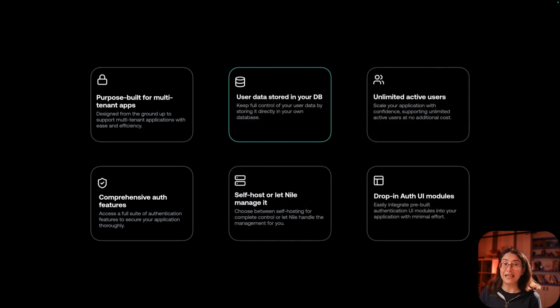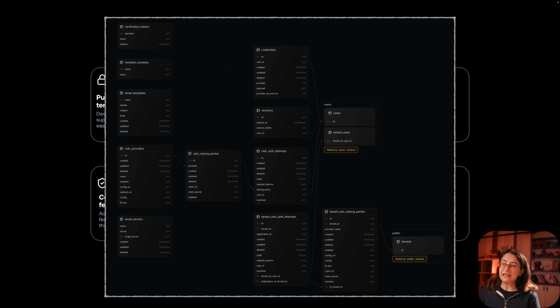We really believe in Nile that your auth data is in the database, so we store it exactly where it belongs. This starts with tenants and users and all the authentication information like credentials, sessions, auth configuration, and even things like email templates, because the user is going to want to reset their password. You need email templates for that. All of this is stored in your database, so you have full control.